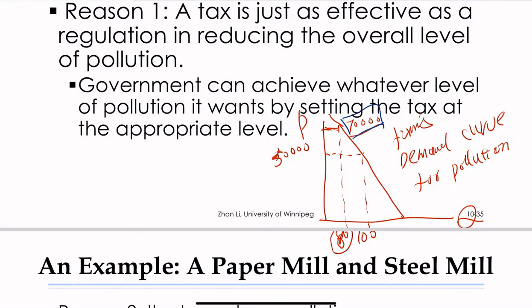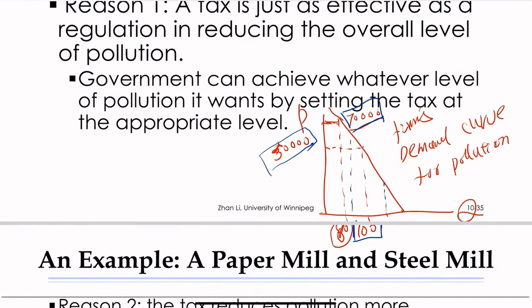And now let's say if the government wants to make sure each firm would just produce 100 tons of pollution. In this case, you can see that the government would impose a lower tax, $50,000. Obviously, if you move along this demand curve for any pollution level, you can find a price. You would just use this price as your tax. So that's why if the government understands firms' demand curve for pollution, then government can achieve whatever level of pollution it wants by setting the correct tax.